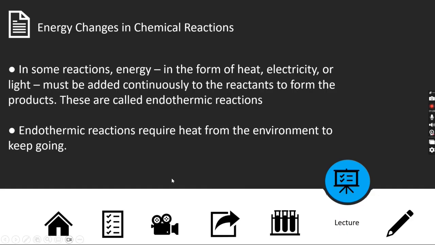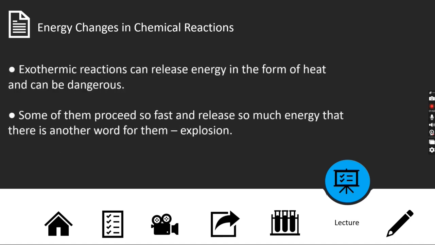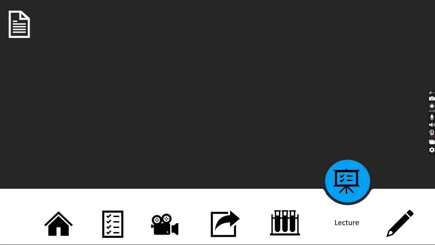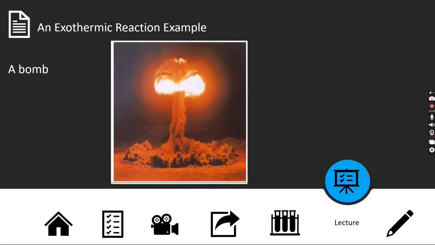Energy changes. So you have endothermic reactions, which means it requires heat from the environment to keep going. When you cook, the act of cooking is an endothermic reaction because you are putting heat into the reaction in order to get your food to cook. That is an endothermic reaction. An exothermic reaction pushes energy out, so that is an energy release in the form of heat and can be dangerous. Some of them proceed so fast and with so much energy that they cause explosions. An exothermic reaction example is a bomb. Okay?